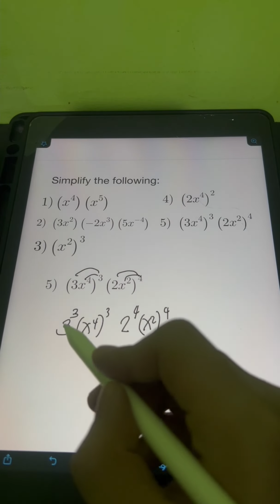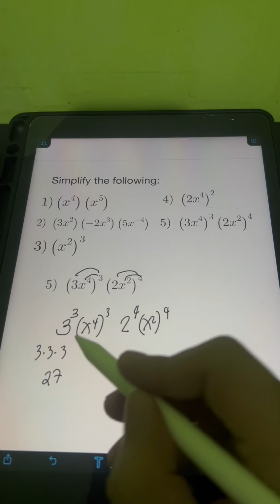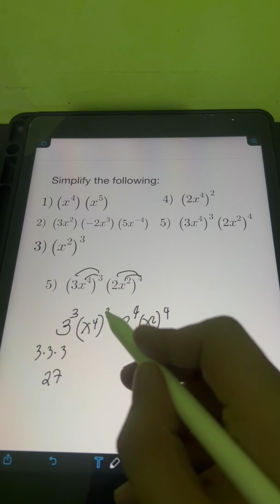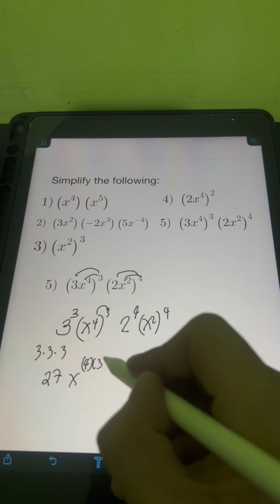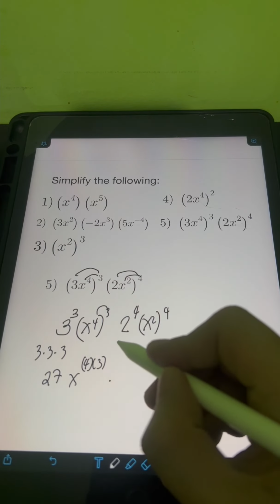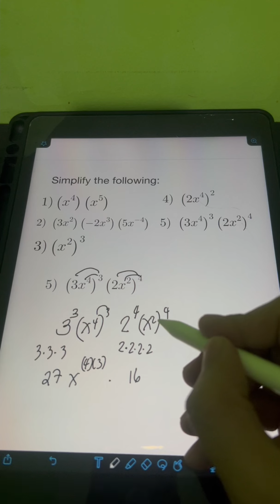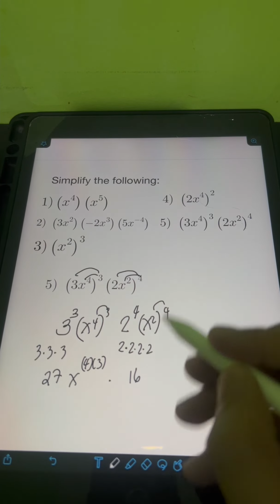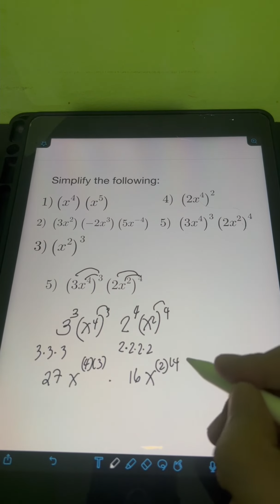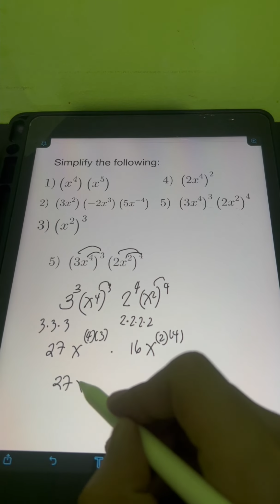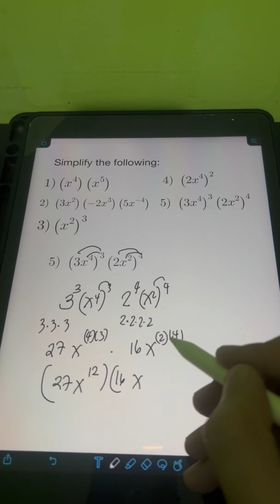So let's simplify the constant. 3 cubed means 3 times 3 times 3. So that's equal to 27. And then for x to the 4th cubed, applying the power to a power law, copy the same base x and multiply the exponents 4 times 3. Then multiplied by 2 to the 4th, that's the same as 2 times 2 times 2 times 2, or that's equal to 16. And then applying the power to a power law for x squared to the 4th, copy the same base x and multiply the exponents 2 times 4. Simplifying, we will have 27x raised to 4 times 3, or 12, times 16x raised to 2 times 4, or 8.